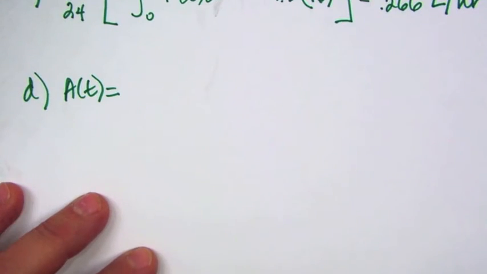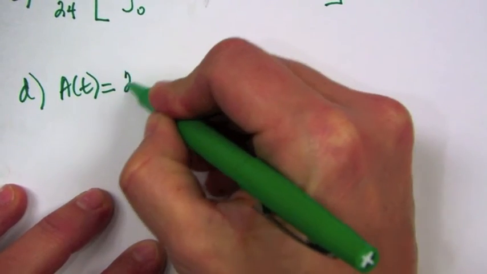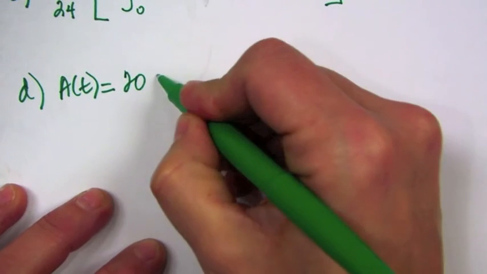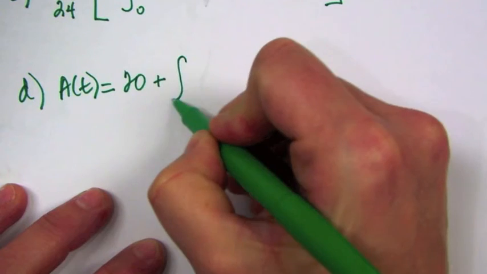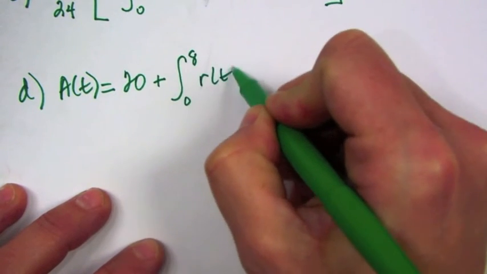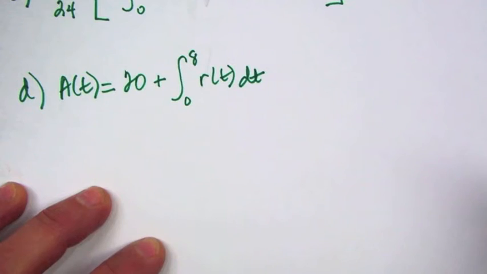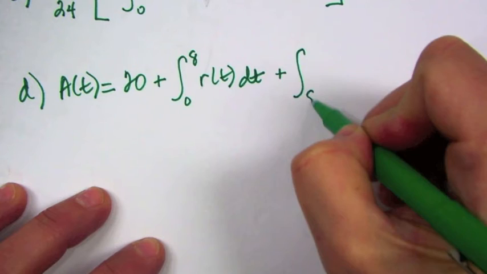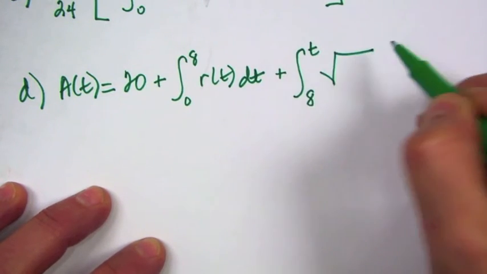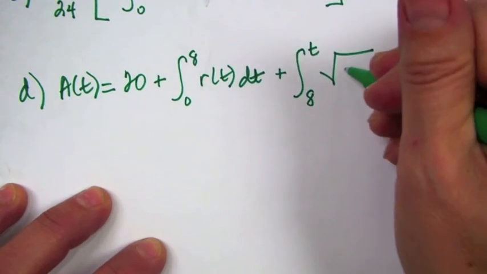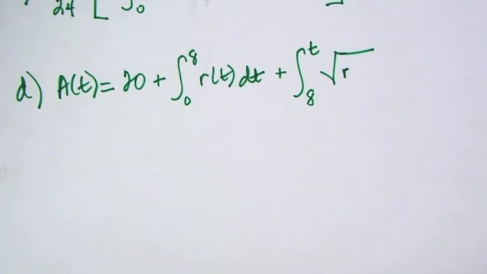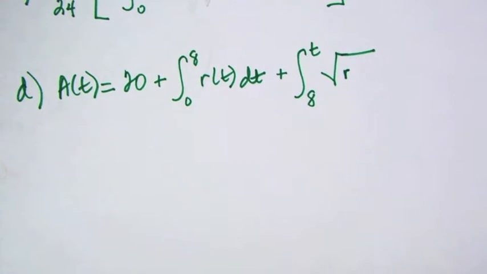So let me talk you through. My amount at any time t is going to be equal to the 20 that I started with. Now I'm going to separate this next integral, and I'm going to go from 0 to 8 of r of t dt, because that's a constant thing, right? And then I would add to that anything from 8 on. Oops, that's not a square root. It's just r of t.